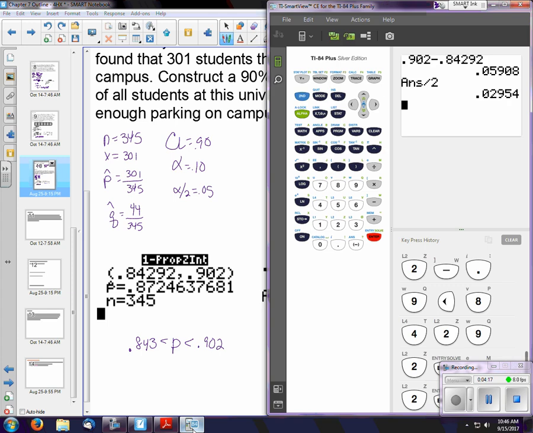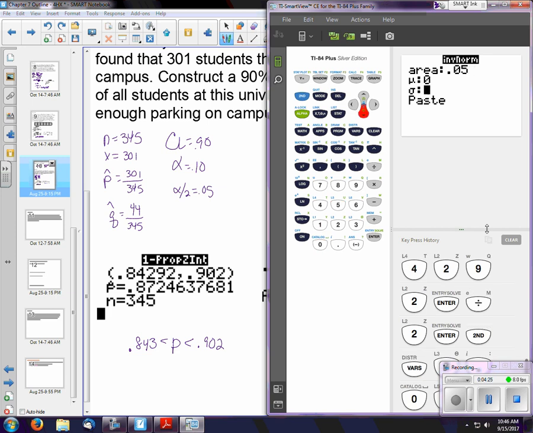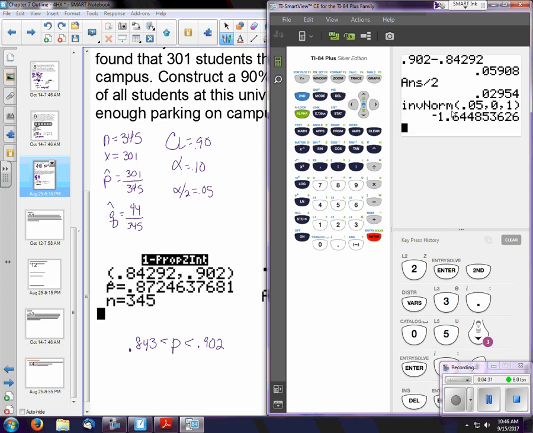You can use the inverse norm function to get your z-score, so that would have been with 0.05. So if instead you did this, you could have used a z-score of negative 1.645, and then that would have given you the same interval here.